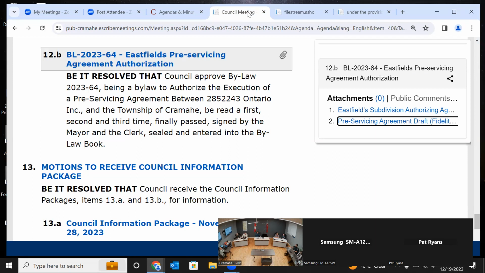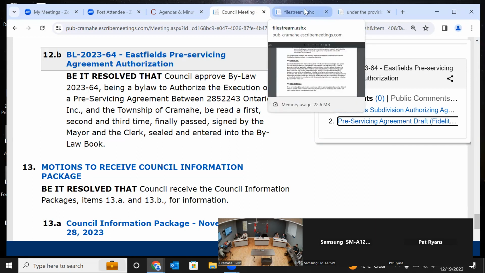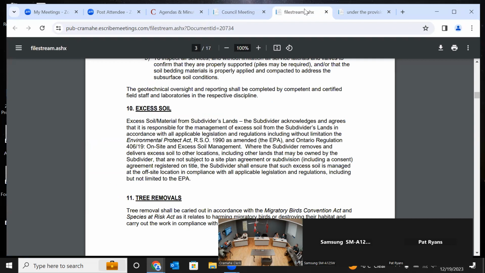Excess soil. So there's two things here. This one, moving it in between lots that they own, but it also states here that on-site and excess soil management, where the subdivider removes and delivers excess soil to another location, including other lands that may be owned by the subdivider that are not subject to a site plan agreement or subdivision, including a consent agreement registered on title, the subdivider shall ensure that such excess soil is managed at an off-site location. Our fill bylaw does not pertain to subdivisions or constructions on private lots that are under or have building permits. So they could technically move soil between lots already.